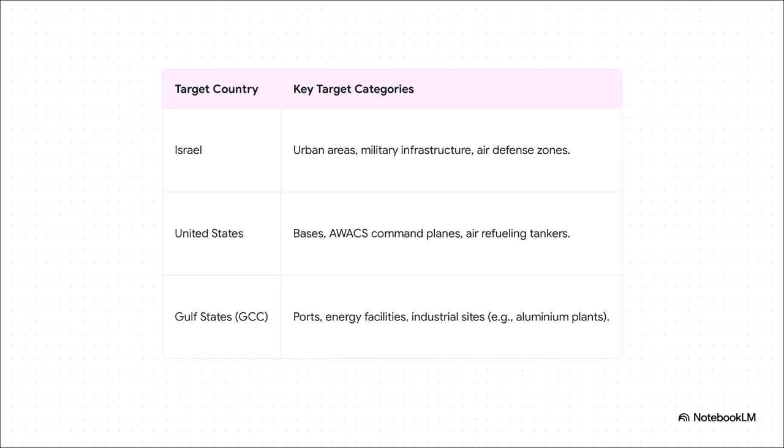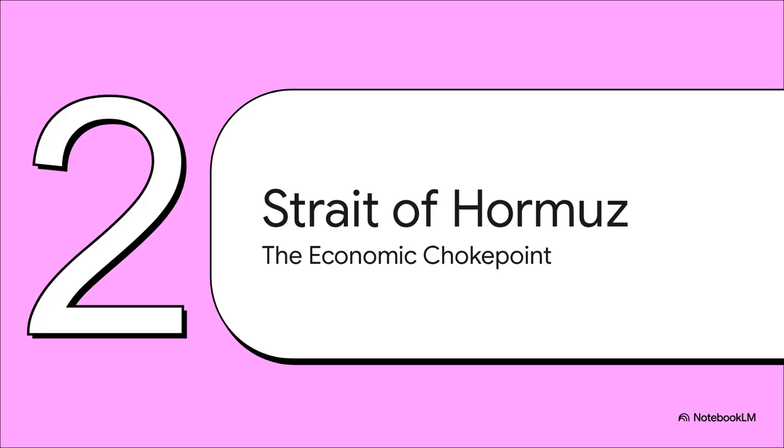And that target diversification is really key. You can see here it's not just military infrastructure being hit. For the US, it's bases and critical support aircraft. For the Gulf states, the targets are economic: ports, energy facilities, industrial plants. It's a broad campaign aimed at the entire logistical and economic architecture of the region.